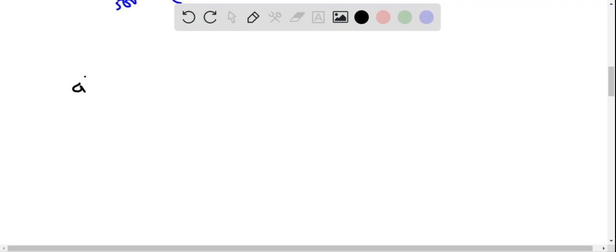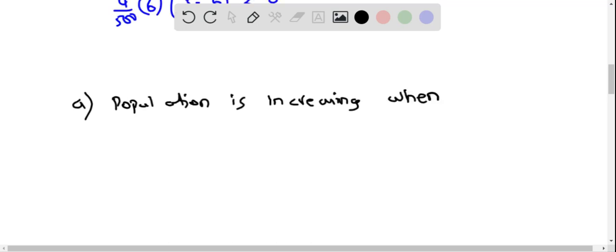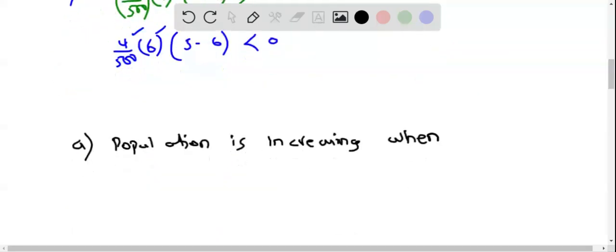So let's answer part A. The population is increasing when the increasing interval is 0 to 5. So we write that down as P greater than 0 and less than 5.